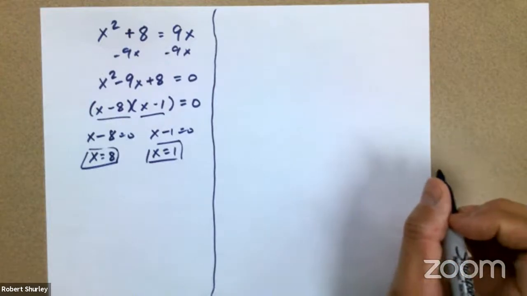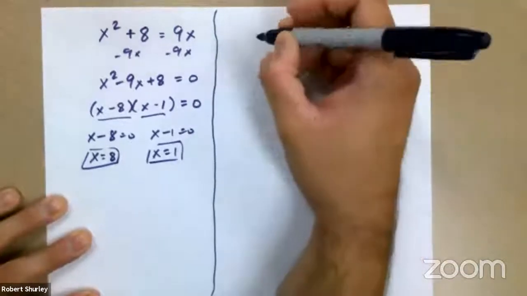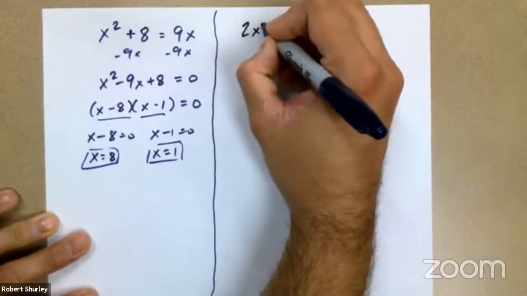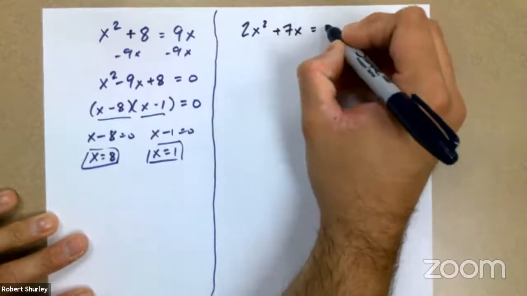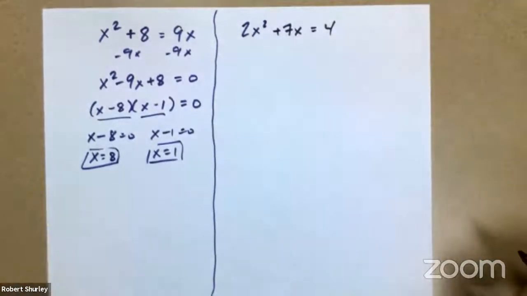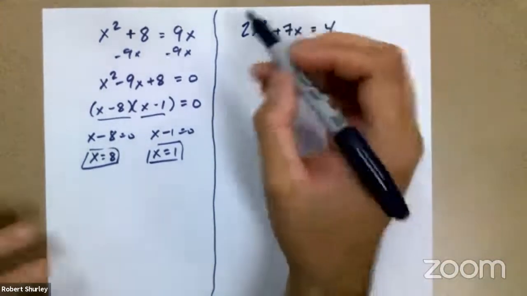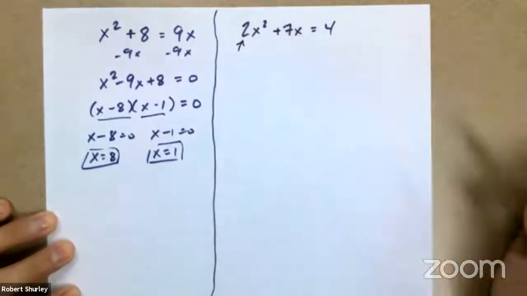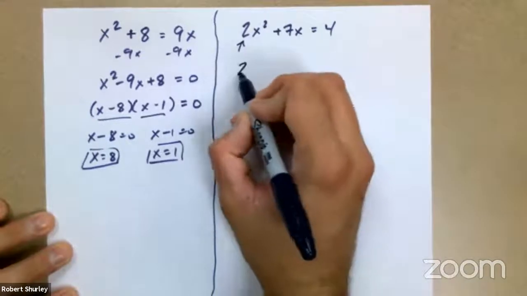Okay. And then it's, well, what if it's not an easier factoring? So let's say, I'm going to steal a problem from the book. Let's say we had 2x squared plus 7x equals 4. Okay. Now this one's not as easy because we have the 2 in front of the x squared, right? I'm going to move the 4 over because I know that's the first step.